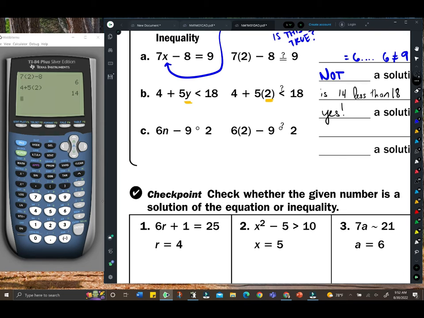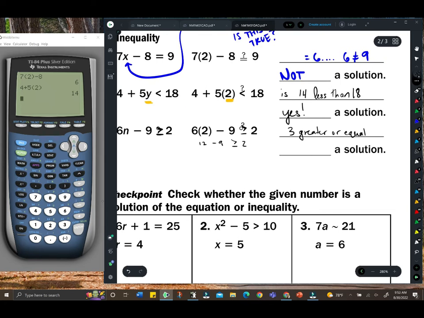In this case here, let's change this to greater than or equal to. So, 6 times 2 is 12 minus 9. Is that greater than or equal to 2? Well, 12 minus 9 is 3. And yes, 3 is greater than 2. So in that case, yes, it is.